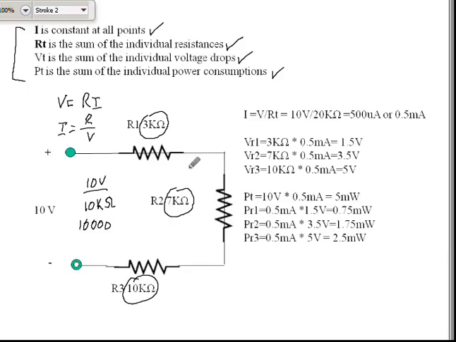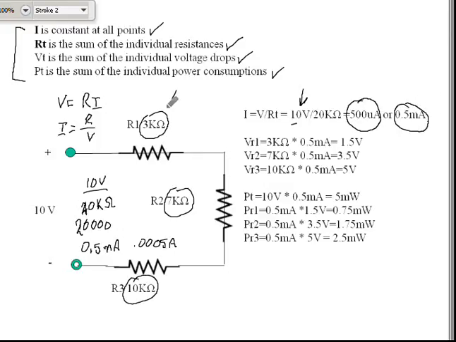is going to equal 0.5 milliamps, or 0.0005 amps. That's also equal to 500 microamps. So, 10 volts, oh, pardon me, that was 20 k ohms. My apologies. So that's equal to 20,000. 10 volts over 20 k ohms is going to equal 500 microamps, or 0.5 milliamps.